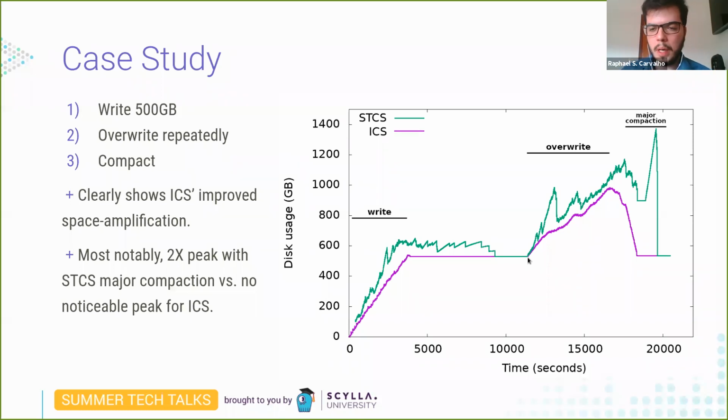And the final step, which is major compaction, is used very often by users as a measure to release disk space, like a hard measure. This procedure is basically about compacting all the SSTables together. As a result, you want to get rid of duplicate data, expired data, and so on. ICS, unlike STCS, is able to provide the user with much more predictable disk usage again, because it's able to release the SSTables as the major compaction proceeds.